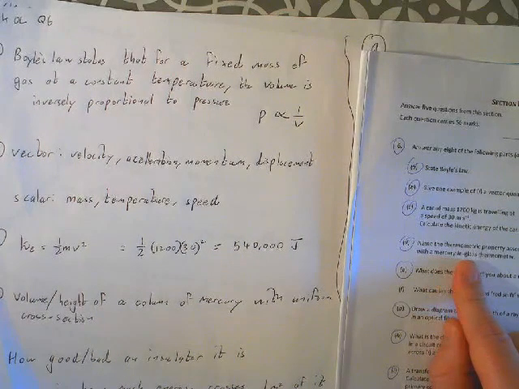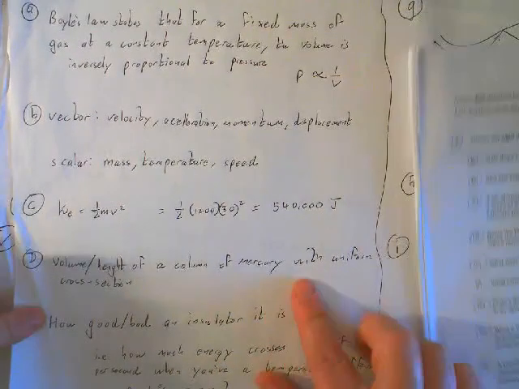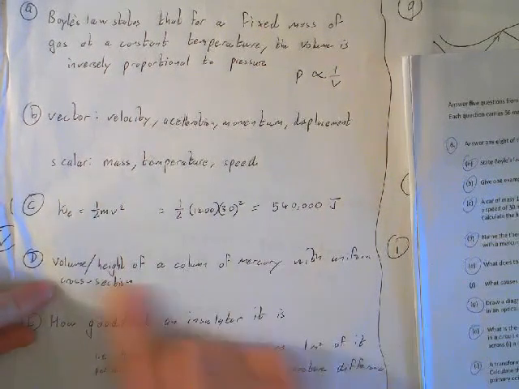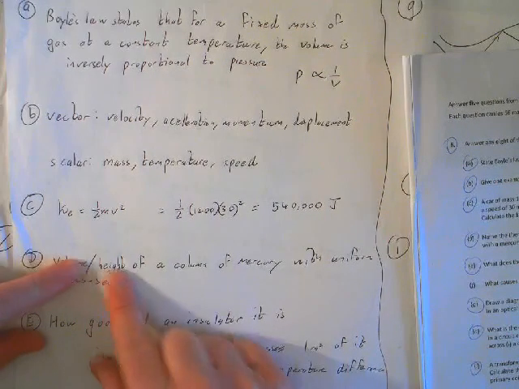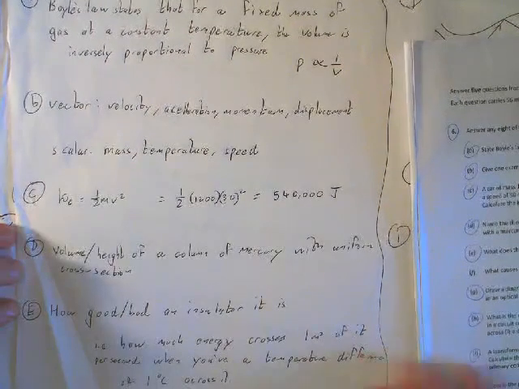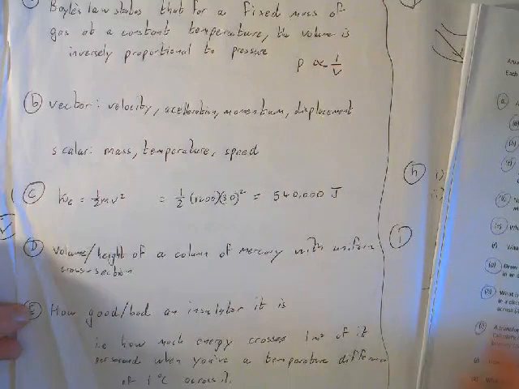Part D, name the thermometric property associated with a mercury and glass thermometer. So that's like the traditional thermometer that we use for most stuff. And that's the height of the column of mercury, as long as it's got a uniform cross section. So you could either say the volume of the column of mercury, or the height or the length of the column of mercury with a uniform cross section.